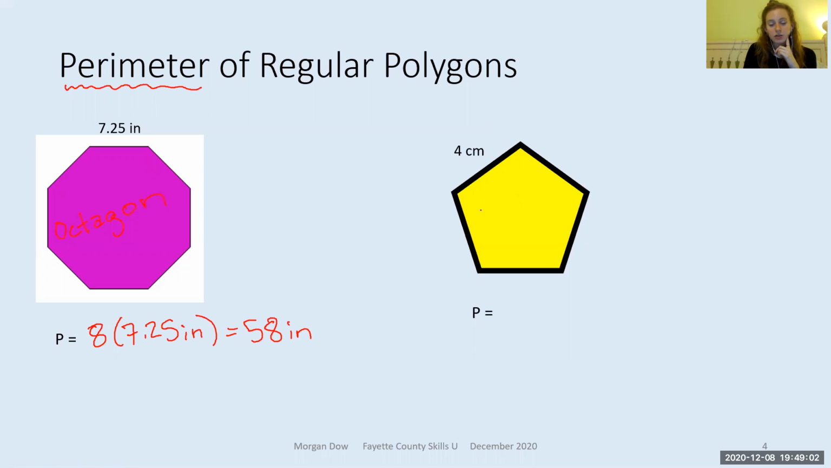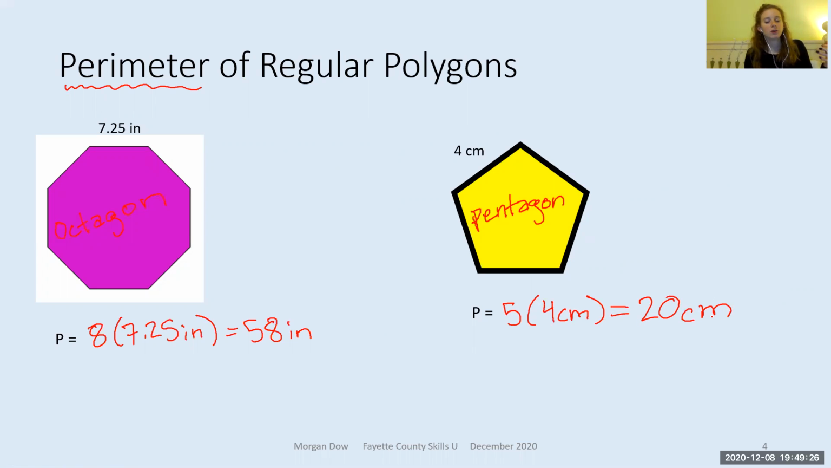All right, and then this yellow shape has 5 sides, so it's a pentagon. Only one of the sides is labeled, so we can assume that each side is the same. Each side is 4 centimeters. So I'm going to do 5 sides times 4 centimeters each. And that gives me a total of 20 centimeters all the way around this pentagon.